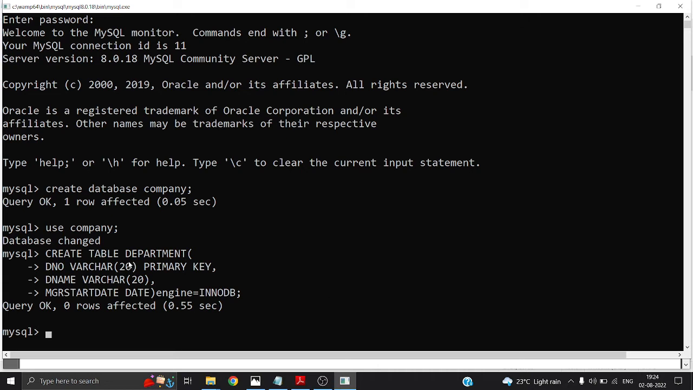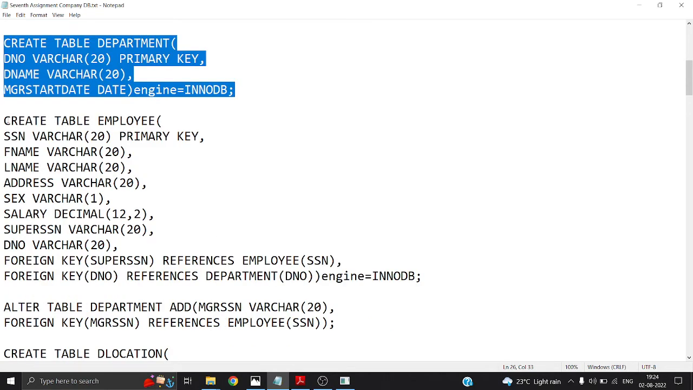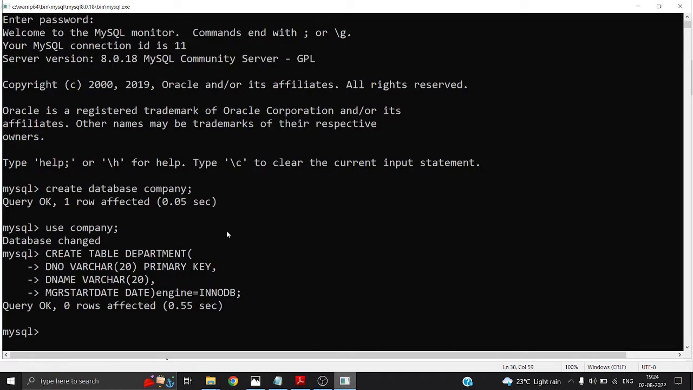So with that, I have created the department table. In this table, department number is the primary key, along with department name and manager start date. I had skipped manager SSN. Now I will move ahead with the next table by the name employee. Let me show that demonstration. So now I'm creating the table by the name employee.